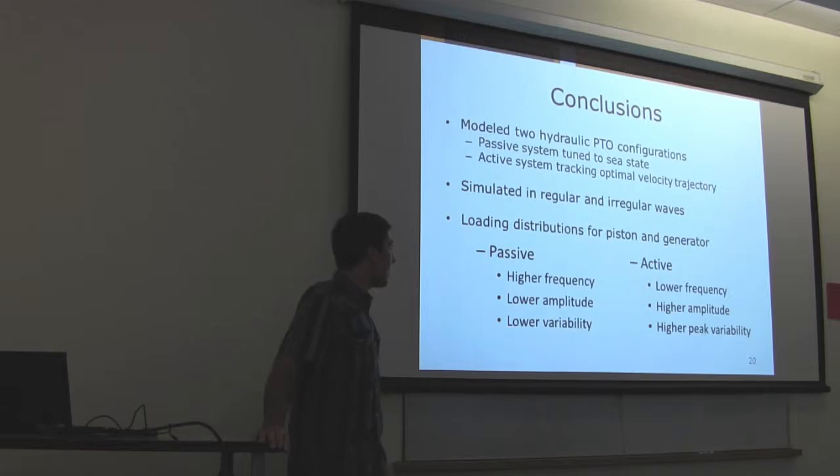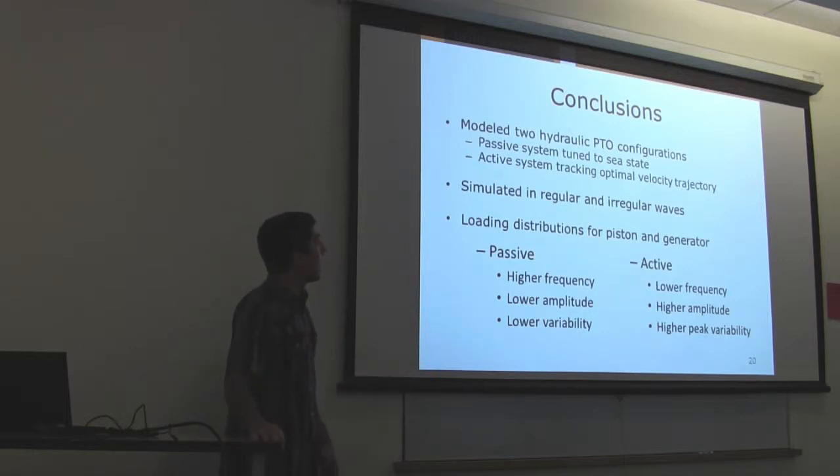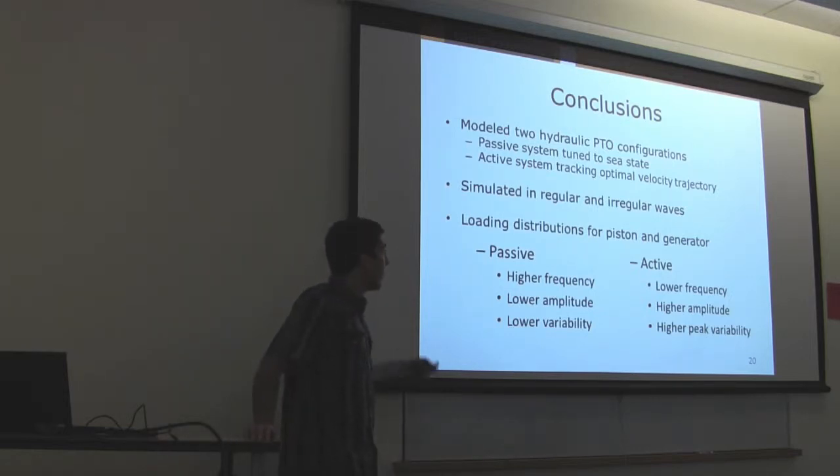So in conclusion, we modeled two hydraulic power takeoffs that are common in the literature. The passive system was tuned to the particular sea state, while the active system used the tracking control to get that optimal velocity profile. The passive system had higher frequency components, lower amplitude, and lower variability overall, whereas the active system had lower frequency and just kind of the opposite.